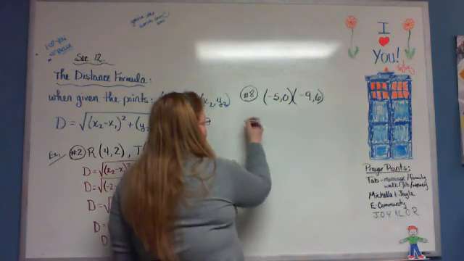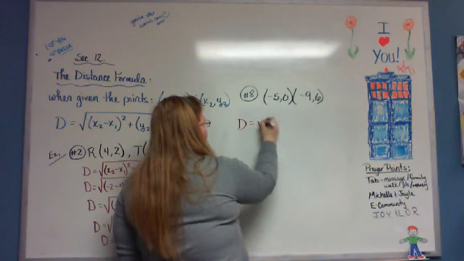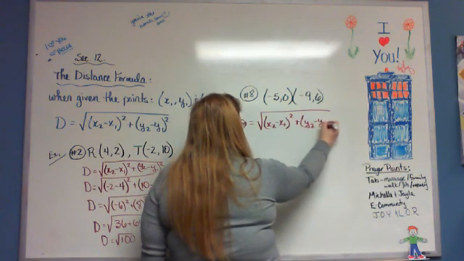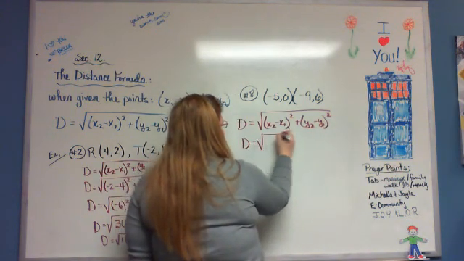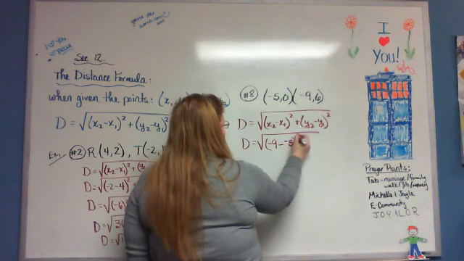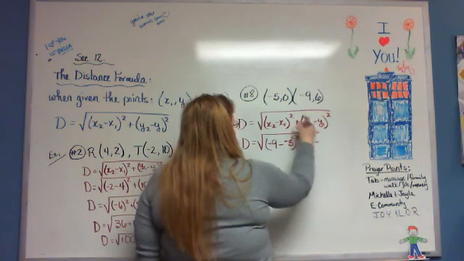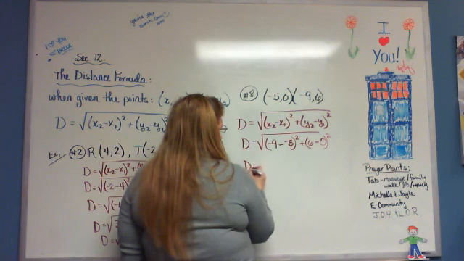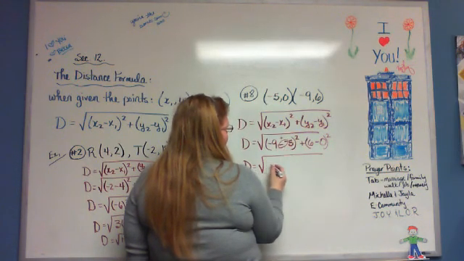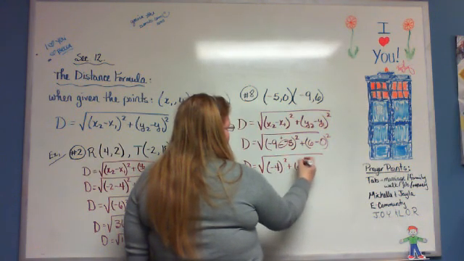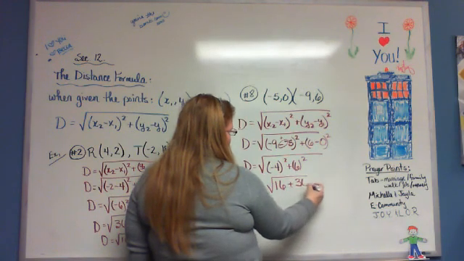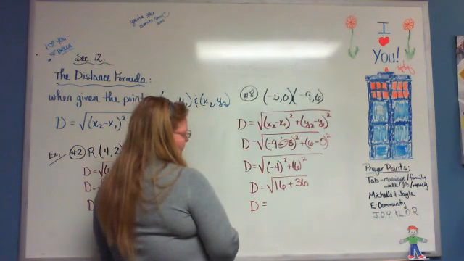Over here for number 8. Always start with the formula. x2 in this case is negative 9, minus, because it's in the formula, negative 5 squared, plus y2 is 6, minus, because it's in the formula, 0 squared. Negative 5, sorry, minus and negative, same thing as plus. Negative 9 plus 5 is negative 4 squared, plus 6 squared. Negative 4 squared is 16. 6 squared is 36. 16 plus 36 is 52.